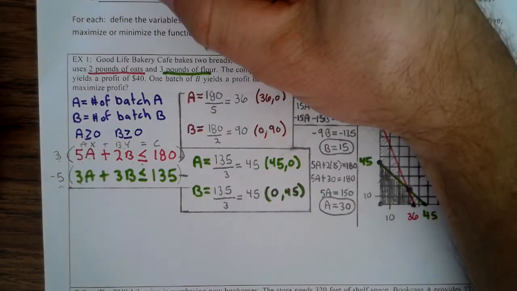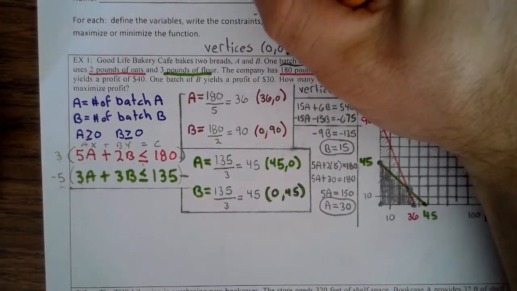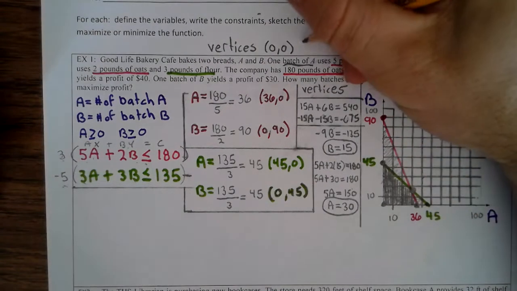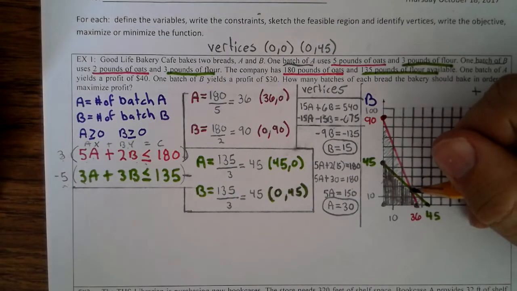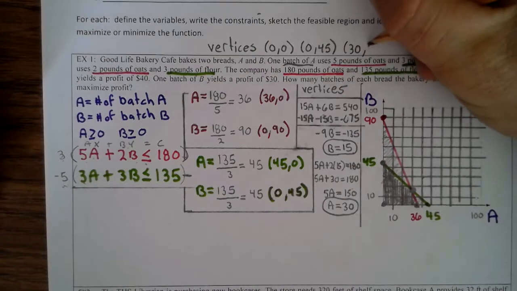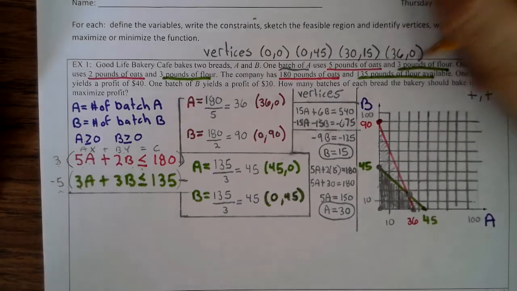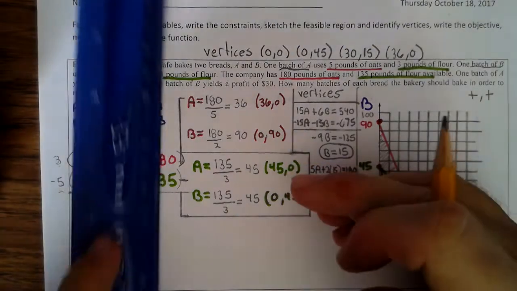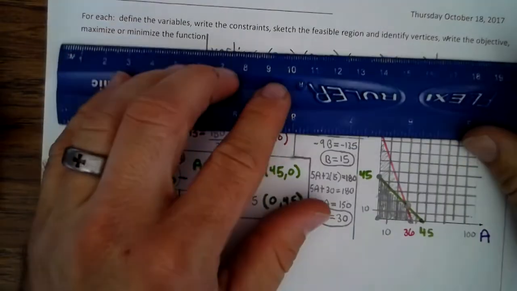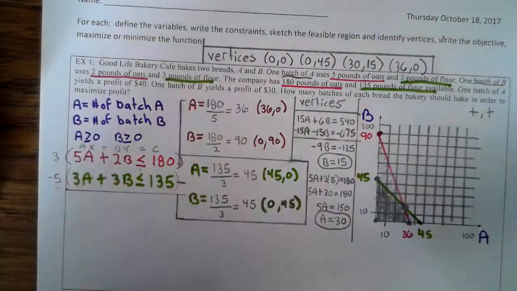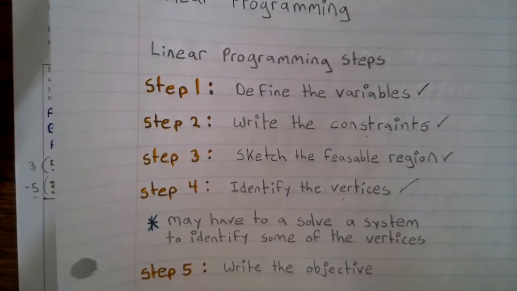So your vertices are starting here, 0, 0. See, 0, 45. See, then going to here, 30, 15. And 36, 0. Okay. All right. So now we've identified the vertices, okay, which we did have to solve.